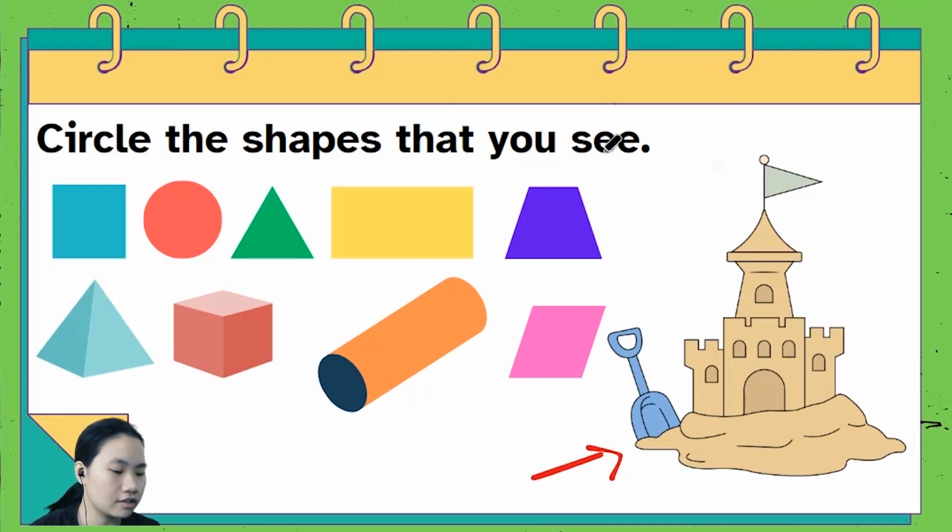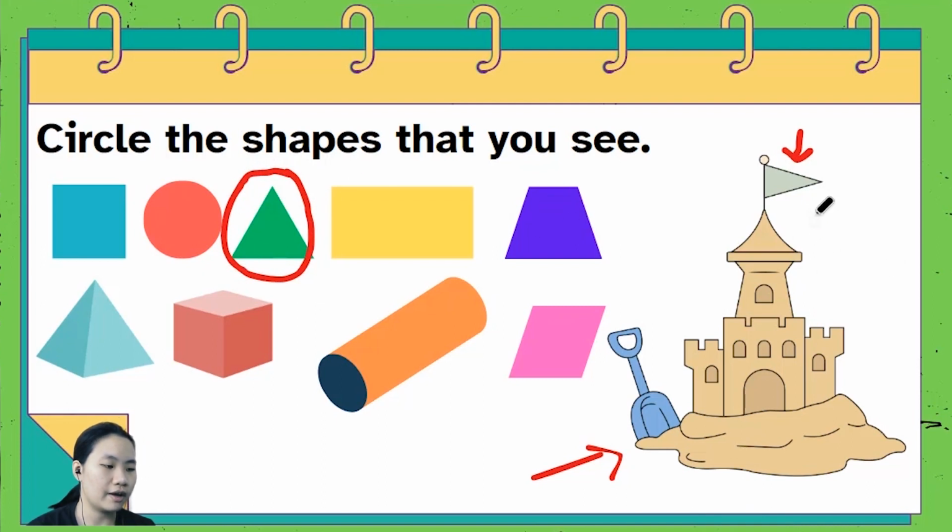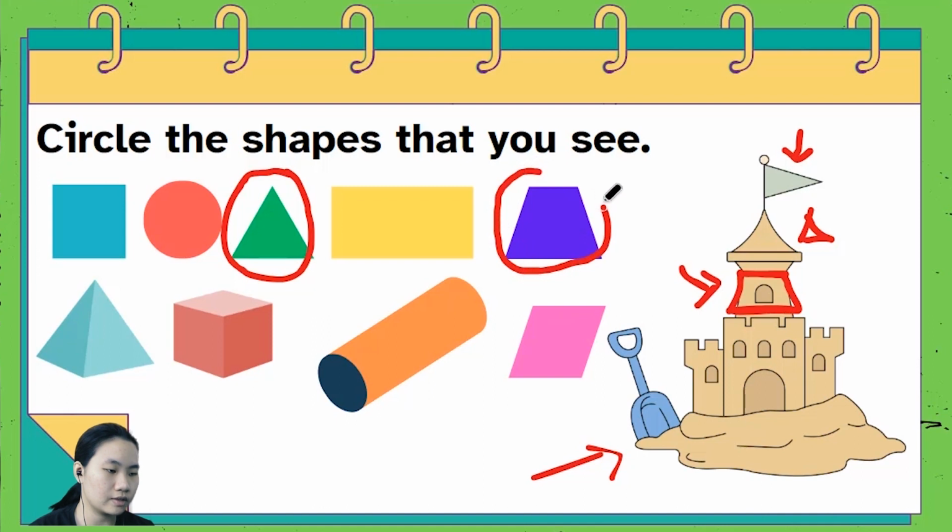So I'm going to start at the top first. Here we have a triangle, right? So I'm going to circle a triangle up here. As we move down, this is also a triangle, okay? And if we go to this part and we draw out the shapes like this, it's actually the shape of a trapezoid. So I'm going to circle the trapezoid as well.